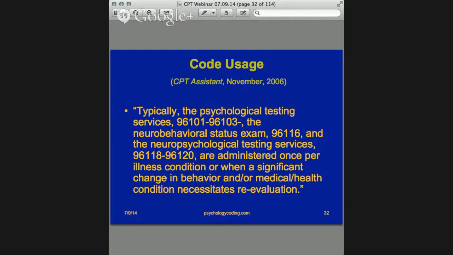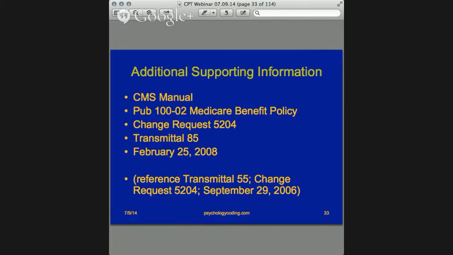If you are going to do an evaluation on a regular basis, say for example for dementia every 6 months or 12 months, it may be in your best interest to be careful about why you're doing that and document accordingly to establish, as we'll refer to later on, the issue of medical necessity. There's additional information you can find in the CMS manual, and you see that in Transmittal 55 with a subsequent change in 2006.